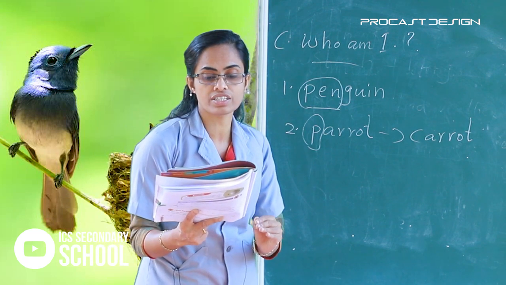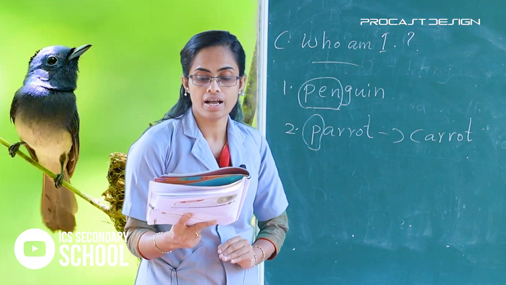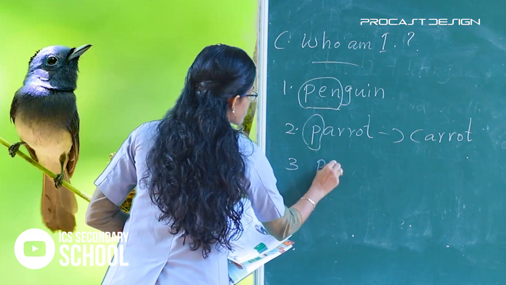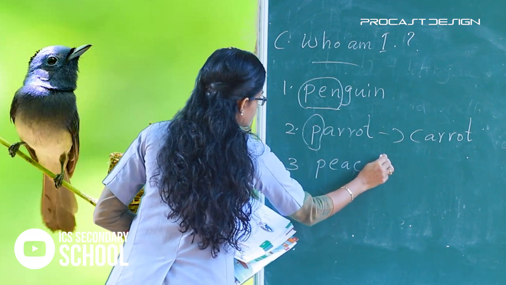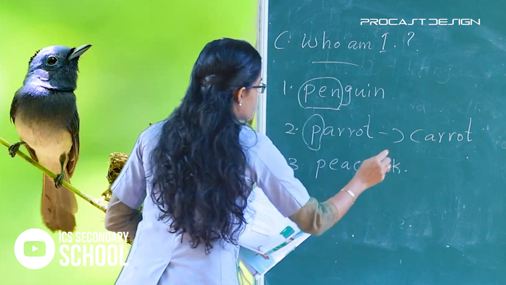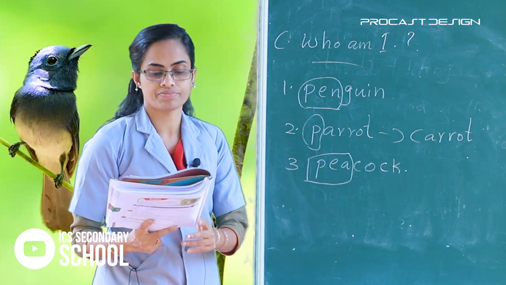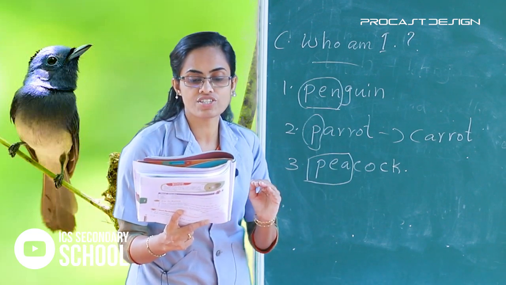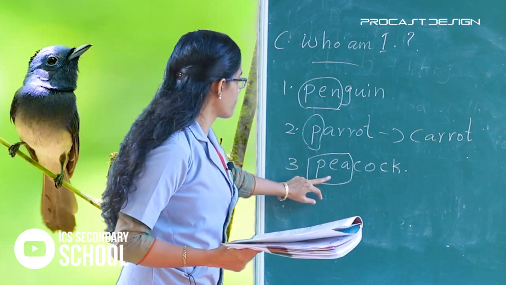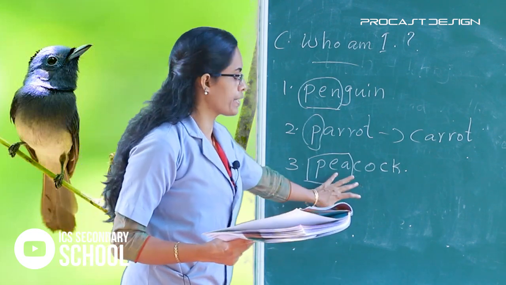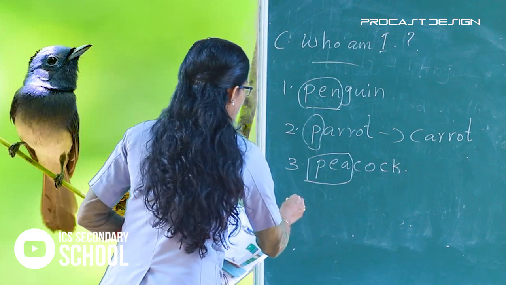And the third one, my name begins with the name of a vegetable. I am the national bird. National bird. What is that? Peacock. Listen here. P. My name begins with the name of a vegetable. P is the vegetable and the national bird, peacock. Clear? And the next one, fourth one.